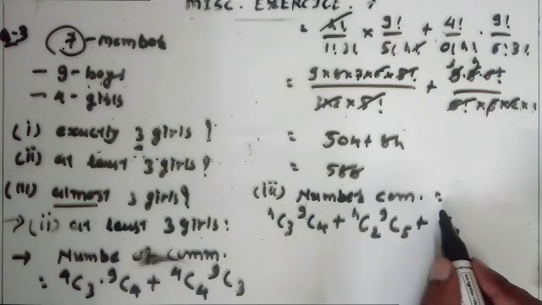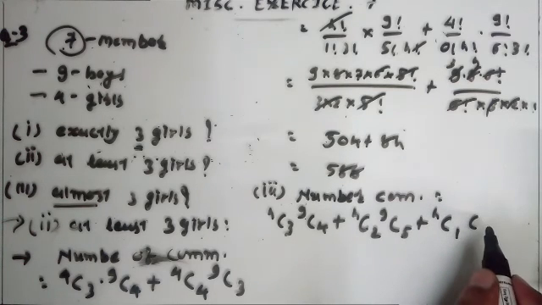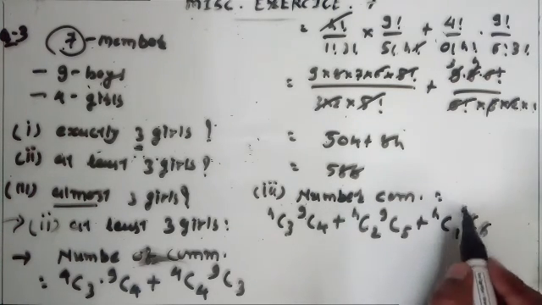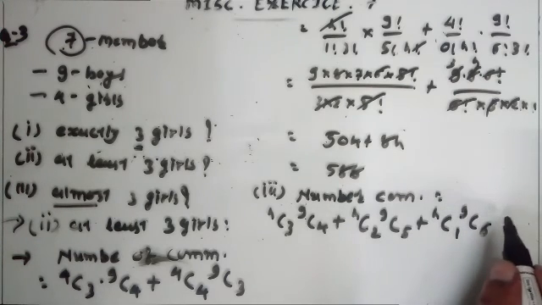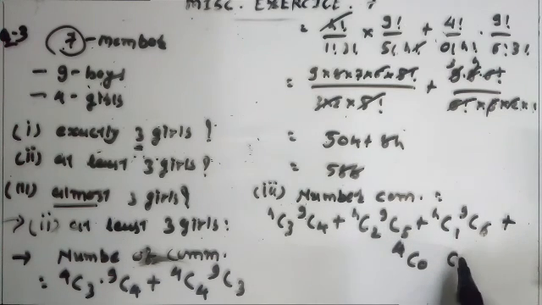1 girl out of 4 girls and 6 remaining persons, 6 from the 9 boys, or that is a plus, no girls out of 4 girls and all 7 persons out of 9 boys.